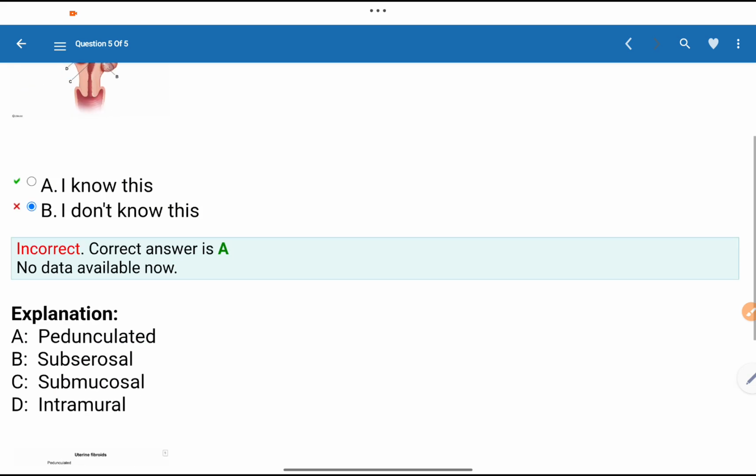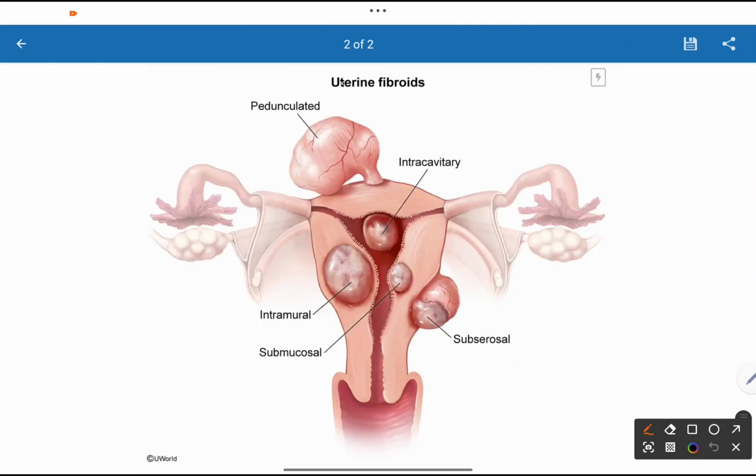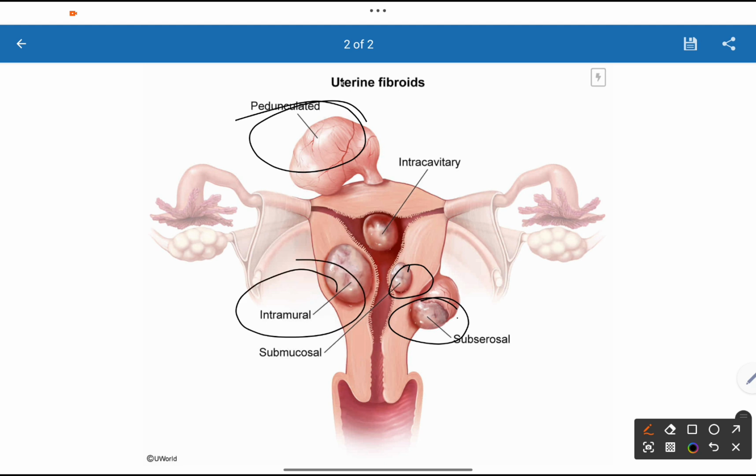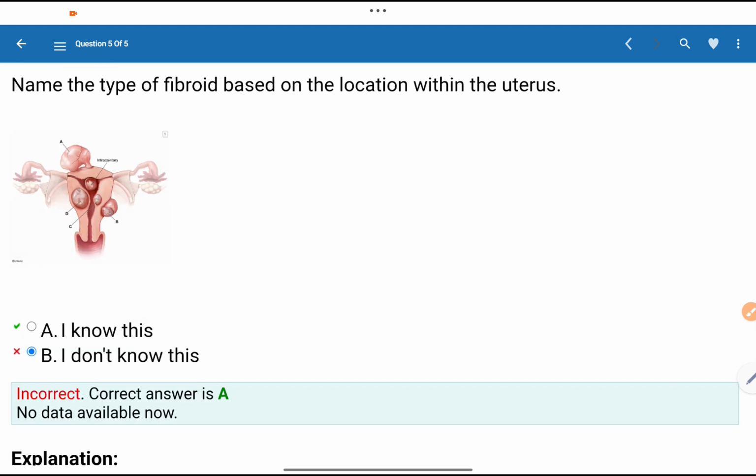I don't know this one. Okay, so the first one, A, is pedunculated, correct. Subserosal, correct. Submucosal, correct. And this one is called intramural fibroid of the uterus. So these are all five flashcards of the female reproductive system given in anatomy. So that's it. I really enjoyed these five flashcards tonight. Let's meet tomorrow.